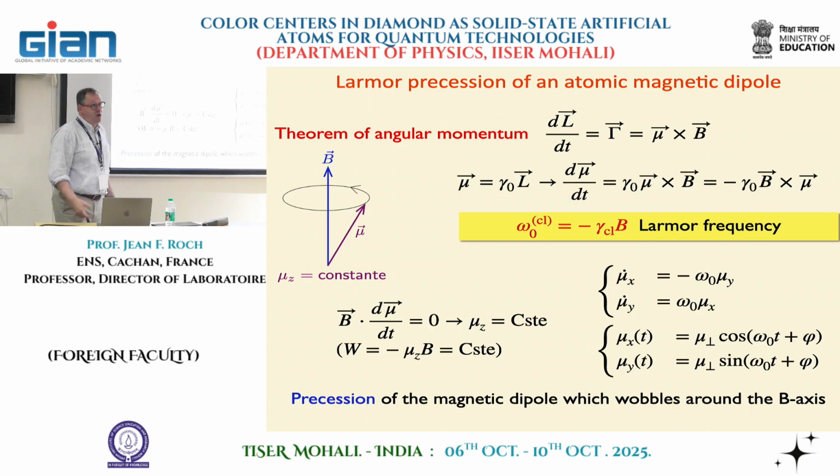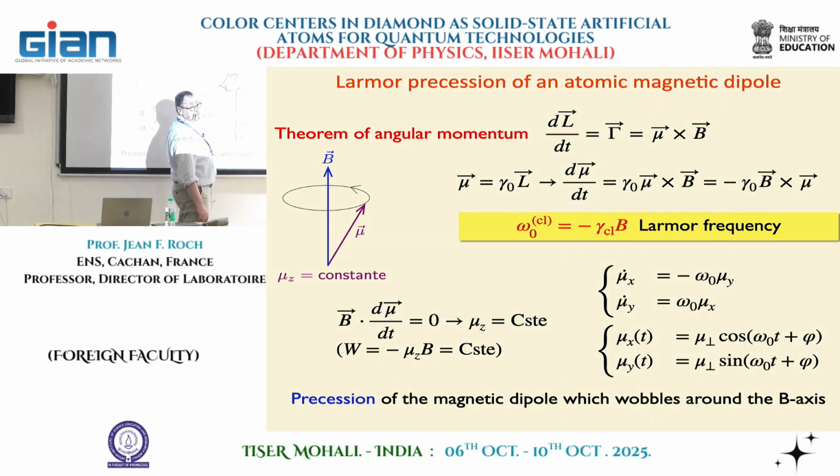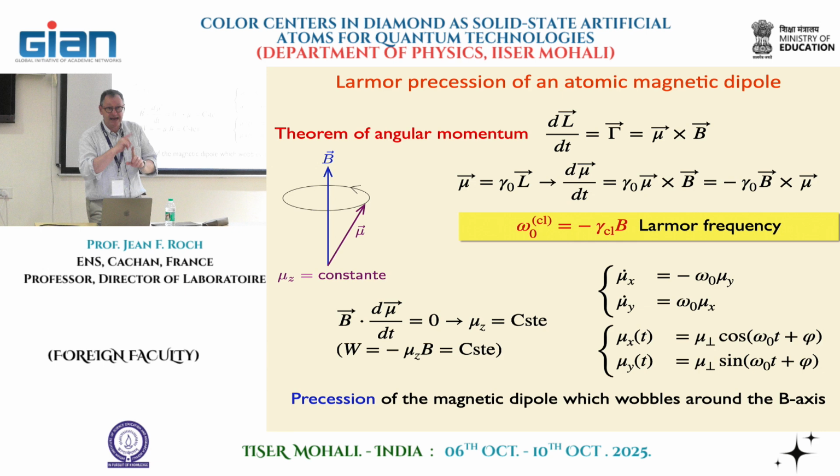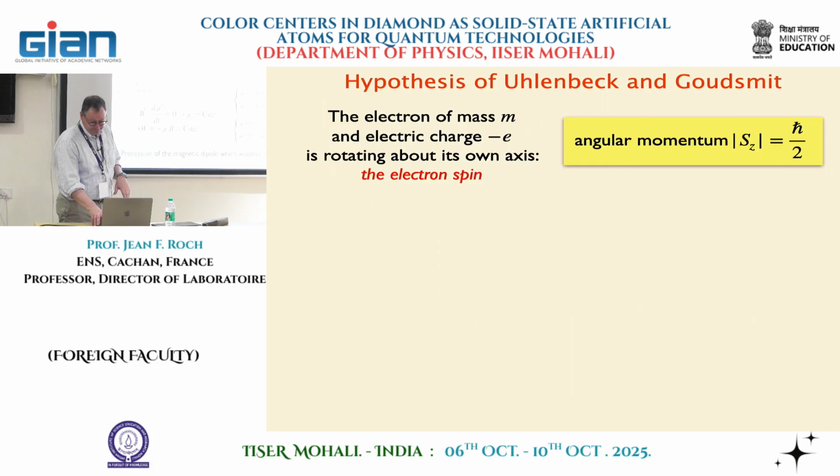And we will call that the Larmor precession of the magnetic dipole along the B-axis of the magnetic field I apply. And the frequency of this motion is simply, again, the gyromagnetic factor times the magnetic field. And this is important to remember, because we will come back to that many times in all our calculations of magnetic resonance. Okay, and the hypothesis of Uhlenbeck and Goudsmit was the following.